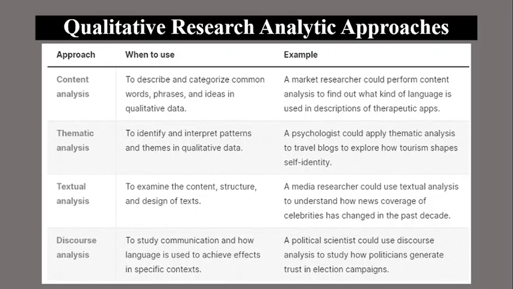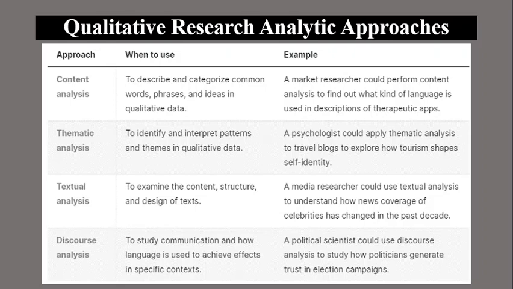Next, we have the analytic approaches to qualitative research. On the left side of the table, you can see the approaches, while on the right side, there is a description about when to use them, with examples. So the first analytic approach is content analysis, and it is used to describe and categorize common words, phrases and ideas in qualitative data.